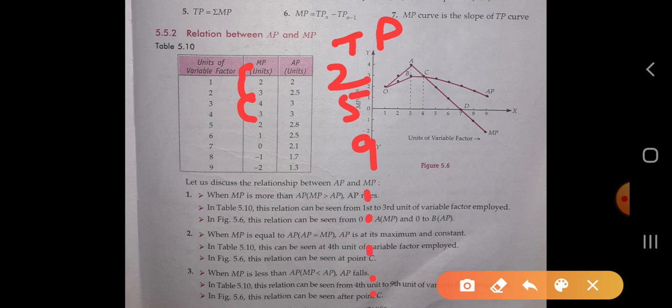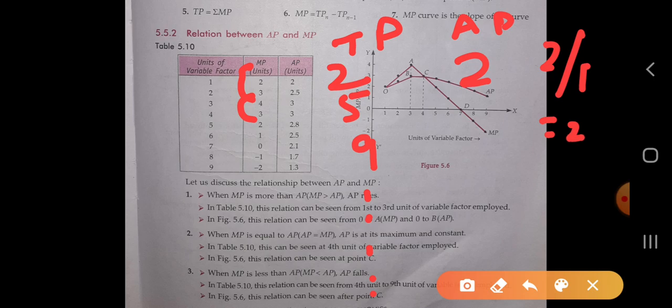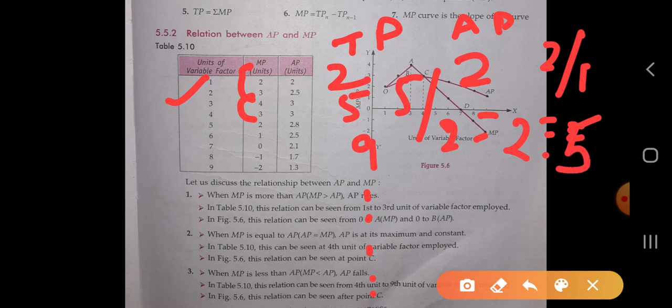If we have the value of total product, we are now able to calculate the value of average product also. How will we calculate it? Average product is equal to TP upon the unit. The first one will always be 2, because 2 upon 1 equals 2. The next one will be 5 upon the unit, which is 2, so we get the value of 2.5. Next is 9 divided by 3, and we get the value of 3.